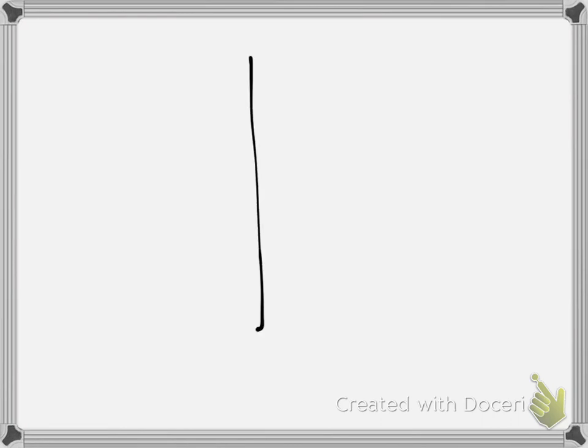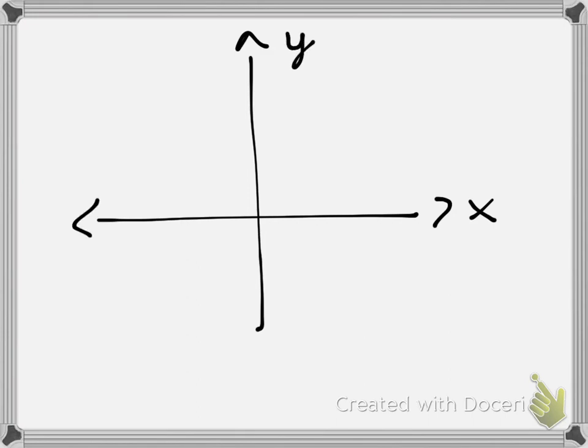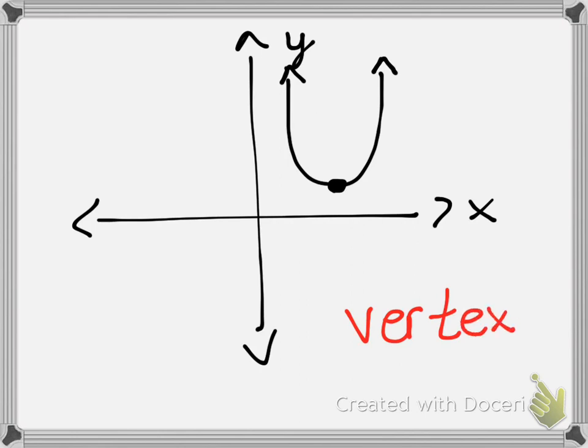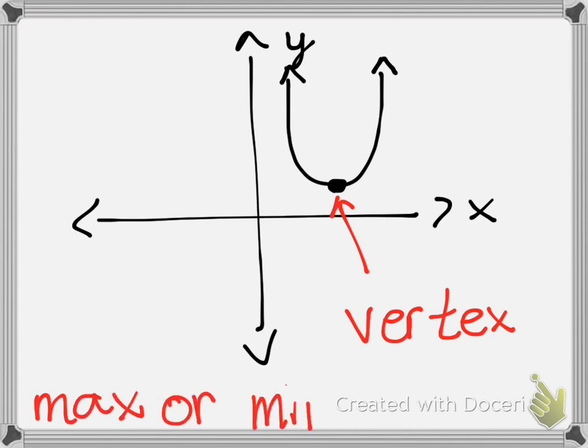When we graph it, here's our x and y axis here. And this is one of our graphs. It's a parabola. And this point right here, that is called the vertex. This is very, very important, the vertex. It is the max, the maximum, or the minimum of a parabola. Because the parabola could look like this. It could be upside down, in which case that point is a maximum, which is also the vertex.